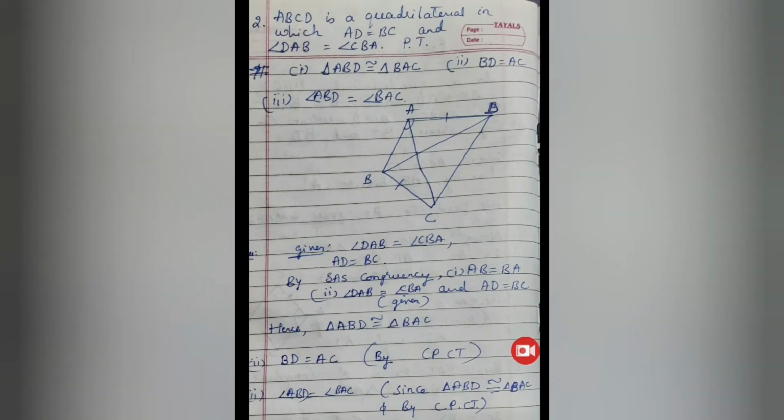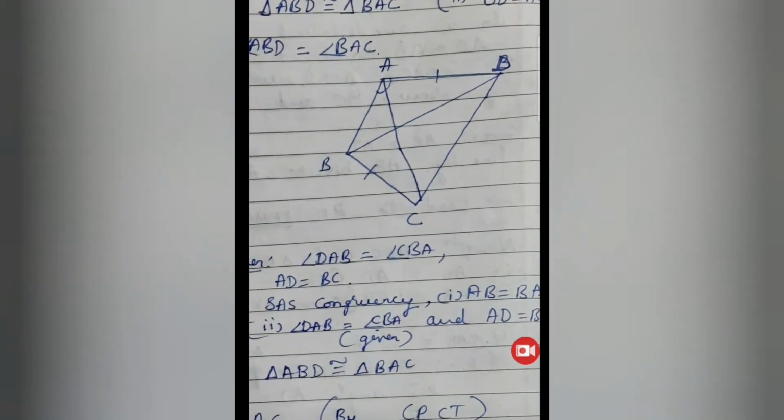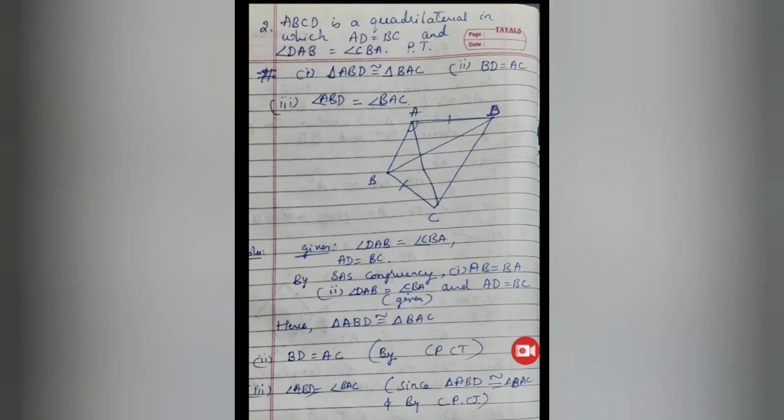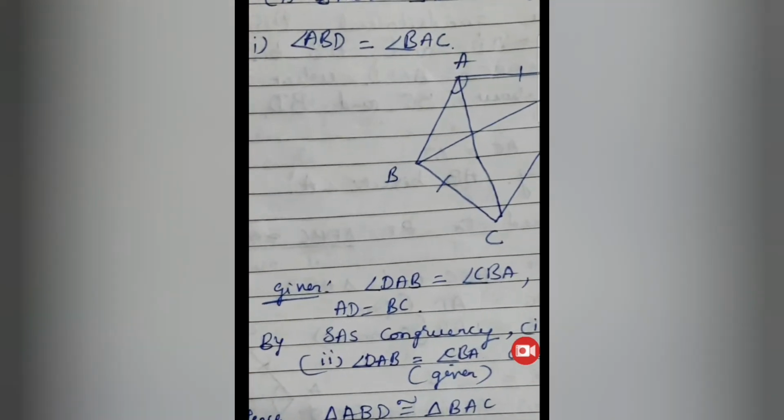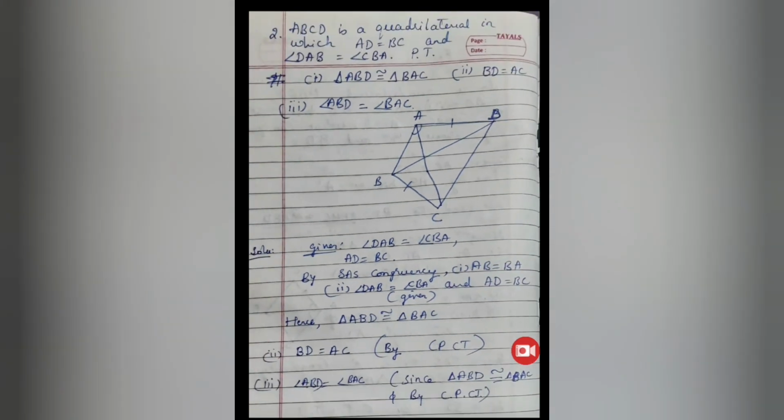What is another question? BD is equal to AC. How we are going to prove that? So I have said to you, there is a rule called CPCT, right? So by CPCT you can also say that BD is equal to AC. Then angle ABD is equal to angle BAC. That is also you have to prove. So how we are going to prove? Since both the triangles are congruent, you can use the same thing, that is CPCT as the rule to prove that both the angles are equal. So this is how we are going to prove the things in the given question.